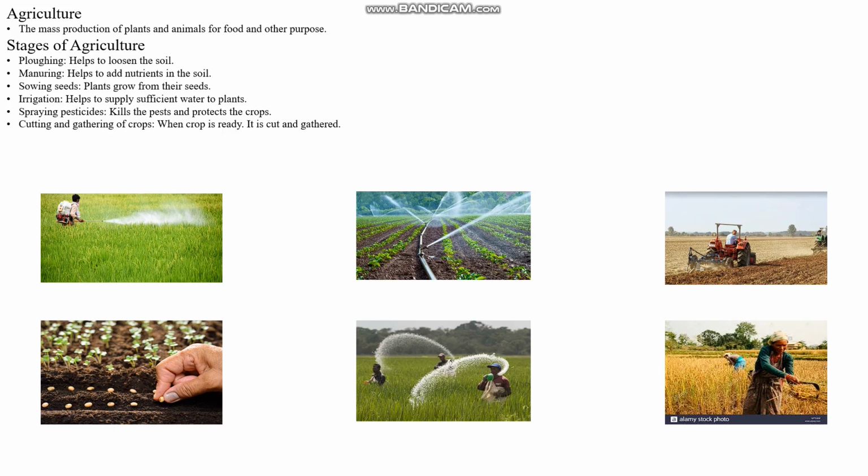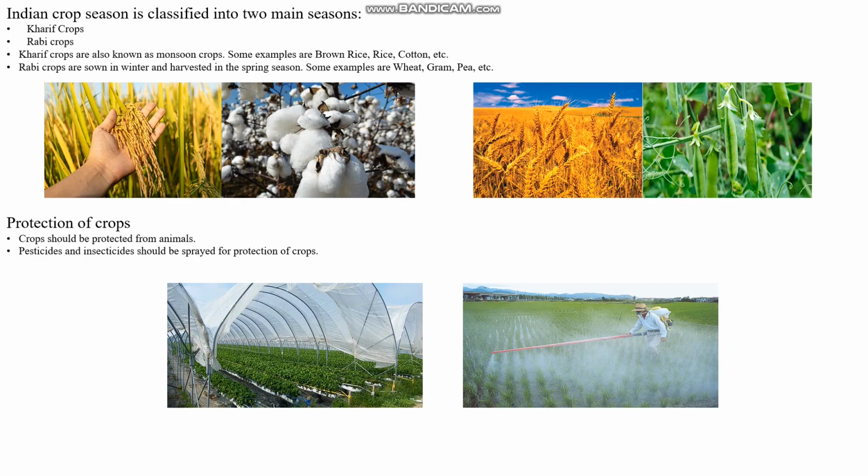As we have learned about agriculture and about crops, based on the season in India, crops are of two types: kharif crops and rabi crops. Kharif crops are those crops which are grown in summer and harvested in monsoon. For example, rice, cotton, etc. And rabi crops are those which are sown in winter and harvested in the spring season. For example, wheat, gram, pea, etc.